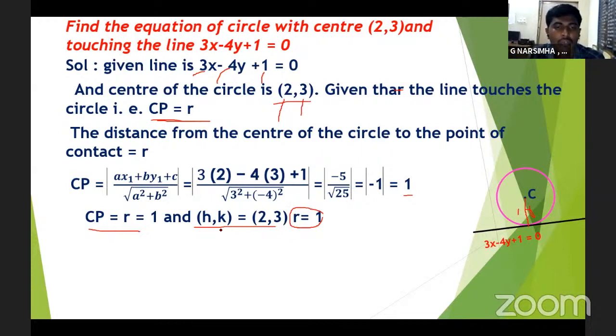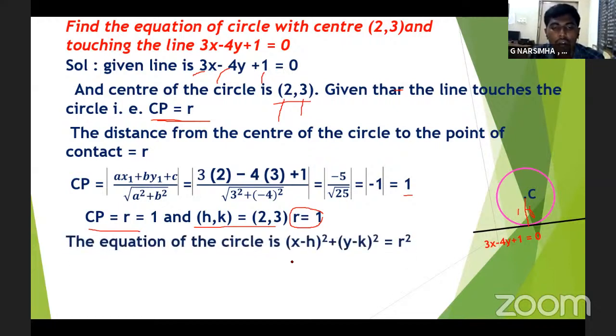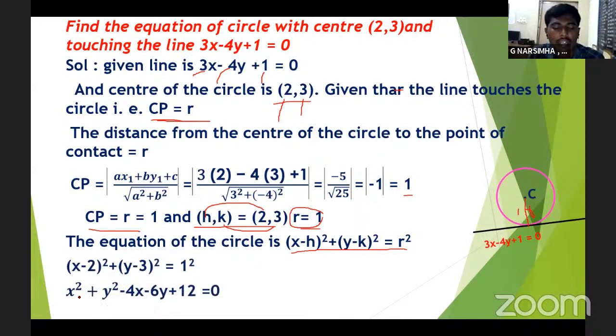Okay, now if we can solve this, we can find the equation of the circle by using the formula (x minus h) whole squared plus (y minus k) whole squared equals r squared. Just substitute h as 2, k as 3, and r as 1. After simplification, you get the equation of the circle as x squared plus y squared minus 4x minus 6y plus 12 equals 0. You may cross-check your answer by finding the center of the circle, whether the center is (2, 3). Hence, our answer is correct.